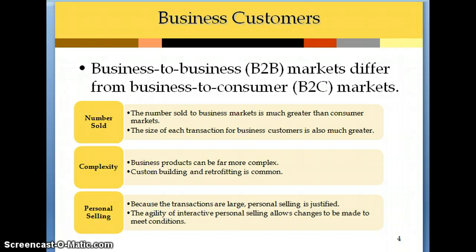The second major difference is in terms of complexity. Business products can be far more complex. They require custom building and retrofitting. The third major difference is in terms of personal selling. Because the transactions are large, personal selling is justified in B2B marketing. The agility of interactive personal selling allows changes to be made to meet conditions.